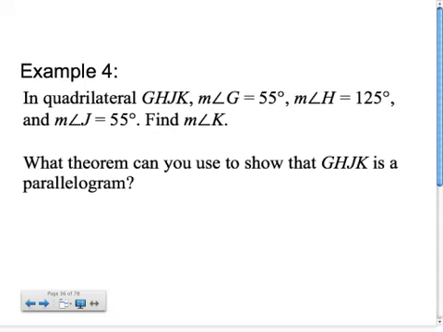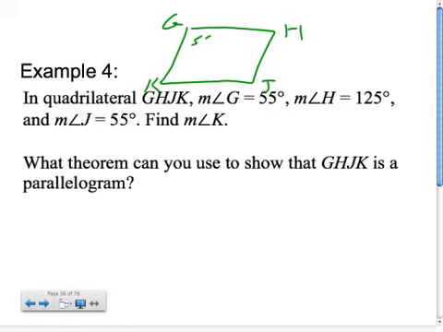We have a quadrilateral, and we know that the measure of angle G is 55, H is 125, J is 55, and we want to find the measure of angle K. Well, very simply, if I draw this figure, it's a quadrilateral, so it's got four sides. Call it G, H, J, and K, and they give us angle measures: 55, 125, 55. They want us to find X. Okay, I can find the measure of angle K.